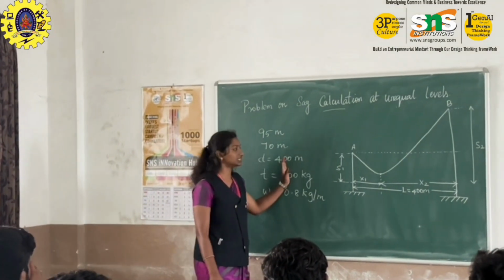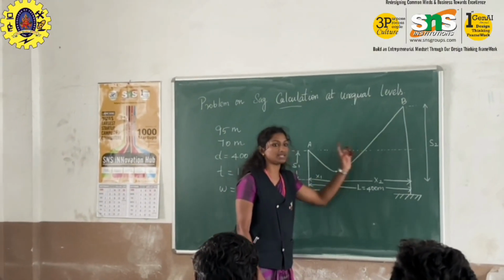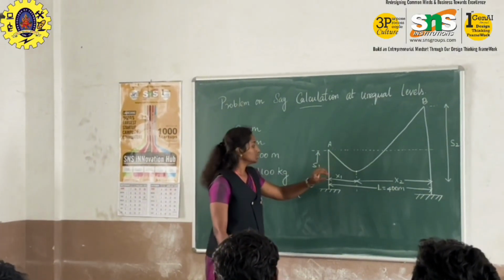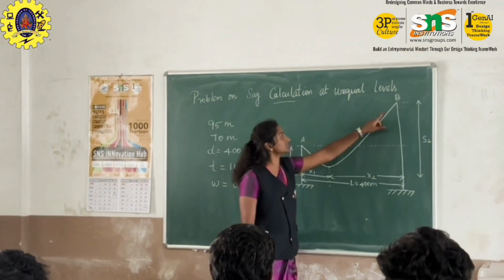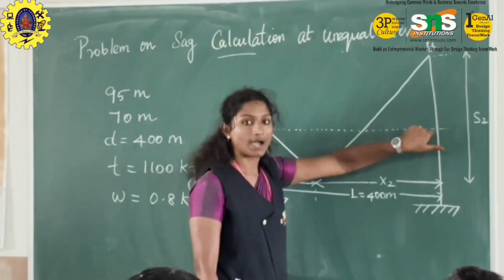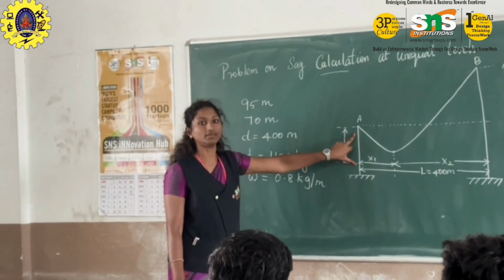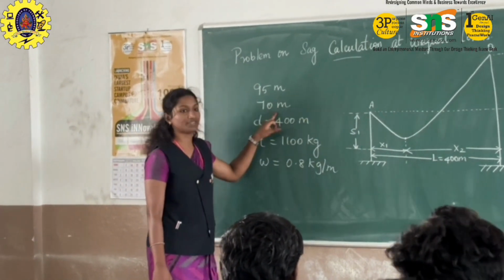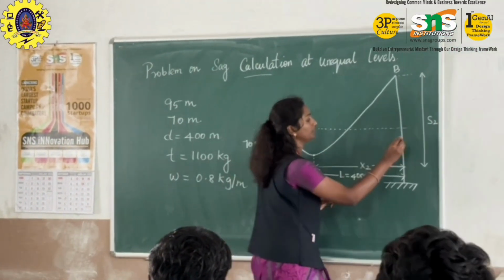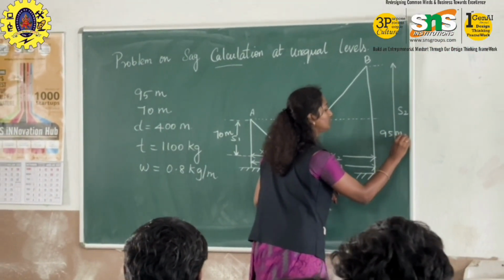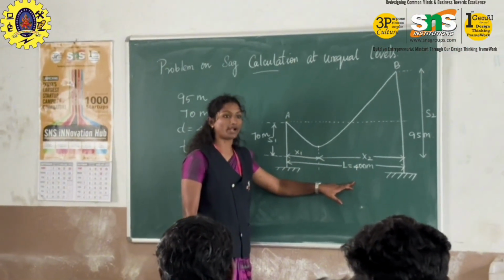With the help of this, we have drawn a diagram where we have two towers, one is A and another one is B. This is the SAG level S1 from the lower support, and this is the SAG level S2 from the upper support. Okay. So what is the length of this tower? 70 meters. So the length of the other tower will be 95 meters. So the total distance between the two towers is 400 meters.